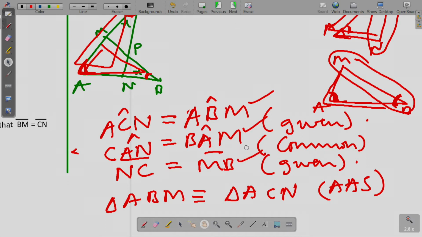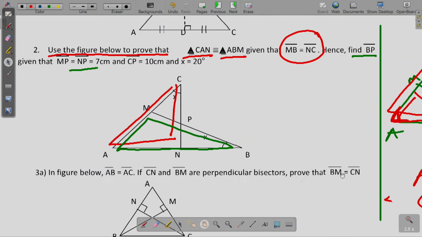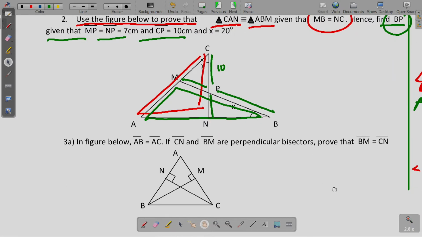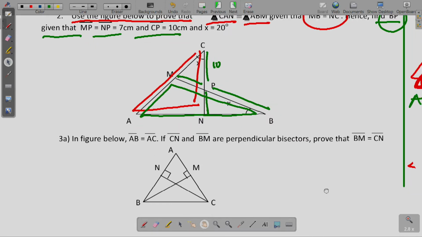Also, the question says, given that MP is equal to NP, and also is equal to 7, and CP is equal to 10, and X is equal to 20, we have to find BP. We have to find the length BP, given that MP is equal to NP is equal to 7 and CP is equal to 10. So let's find the length BP.